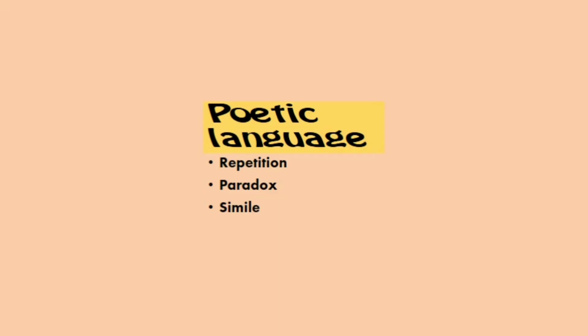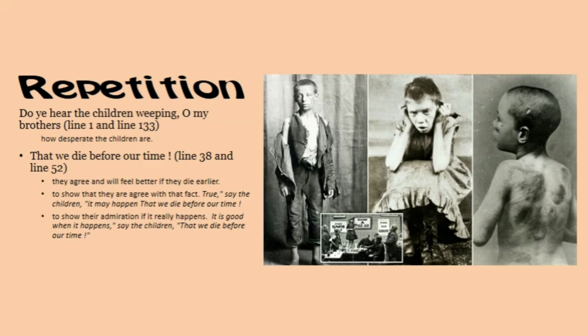What kind of language does the author use in the literary work? The first one is repetition, the next one is paradox, and the last one is simile. "Do you hear the children weeping, oh my brothers?" We can find it in line 1 and in line 133, and it functions to remind the reader how desperate the children are.